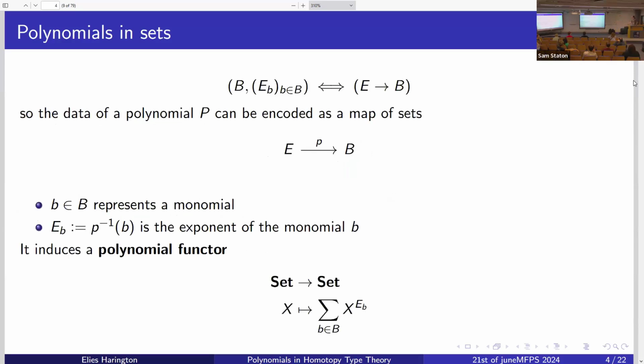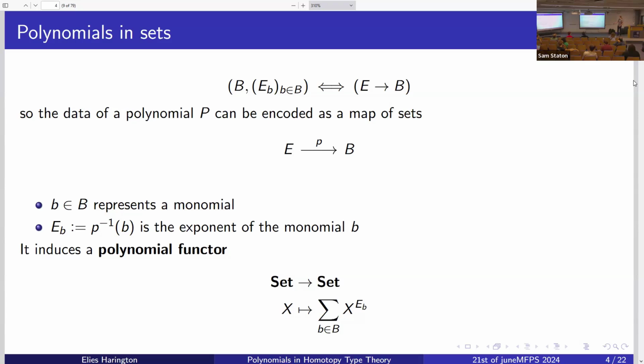They are more often presented not in this indexed way, but in this fibered way. Whenever you have a family of sets over a fixed set B, you can take the disjoint union of this family, call it big E, and the projection back to B. Those two data are equivalent. So the data of a polynomial can just be encoded as a map of sets. Just remember that the set B is the set of monomials, and the fiber over a small b is the exponent of this monomial.